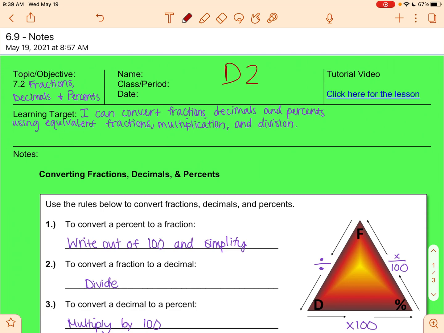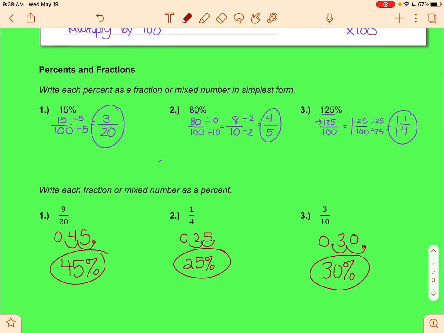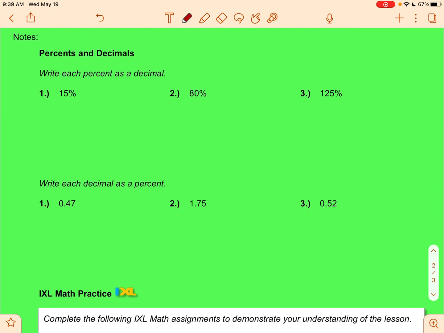So our learning target is still I can convert fractions, decimals, and percents using equivalent fractions, multiplication, and division. So we did 1 through 6 on Tuesday. And now we are going to move on to the last section.